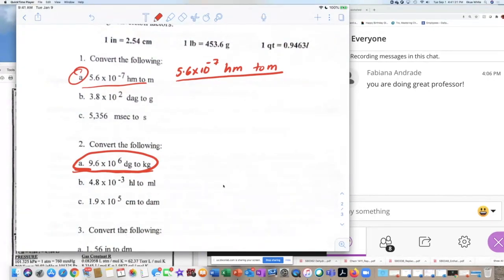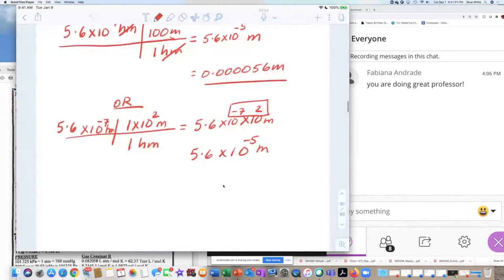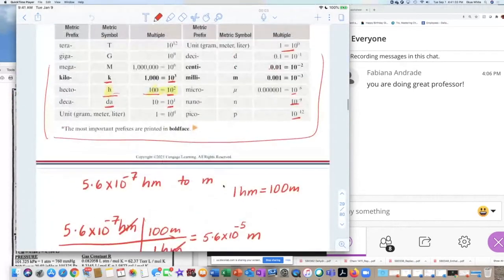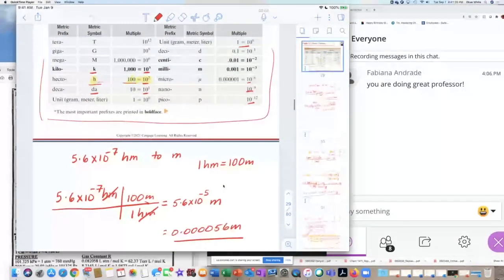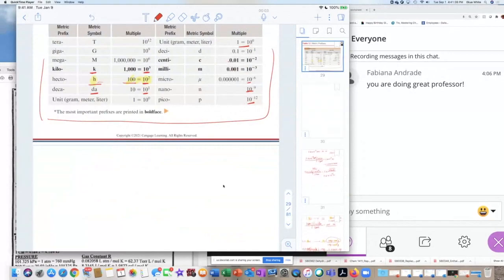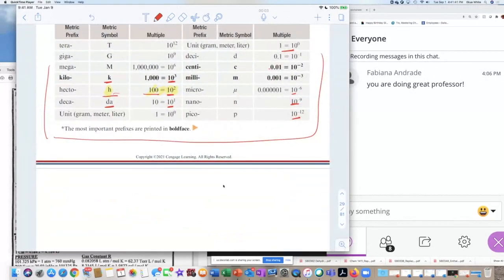9.6 times 10 power 6 dg to kg. Okay, so this is what we're working on. Once again, back here, because I want to see the conversion page. So I'm going to add the page right under there because I need to see it right here. So we're working on 9.6 times 10 power 6. We're going from dg to kg.